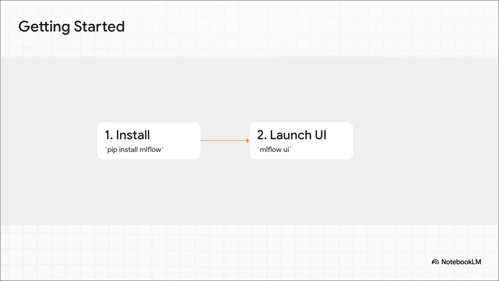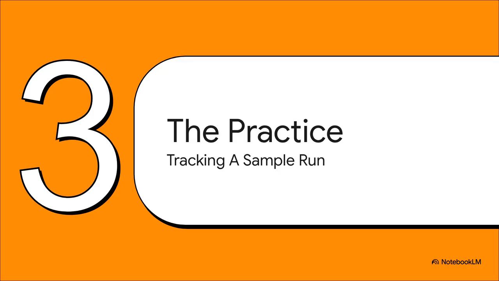And get this, getting started is ridiculously simple. It is literally 2 commands in your terminal. First, pip install mlflow. Second, you type mlflow ui, and that launches the web interface. That is it. You're now ready to go. All right, theory's great, but let's see what this looks like in your actual code. We're going to walk through the key lines you need to add to get your very first experiment logged.